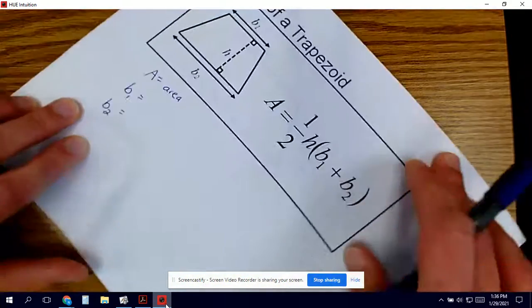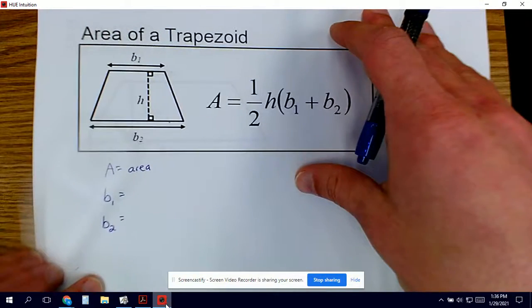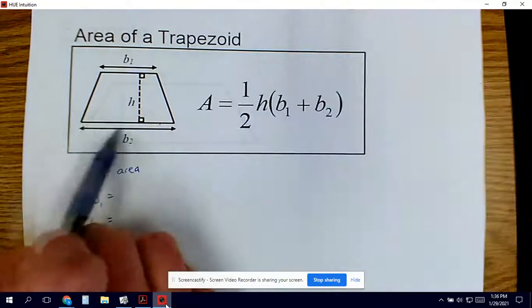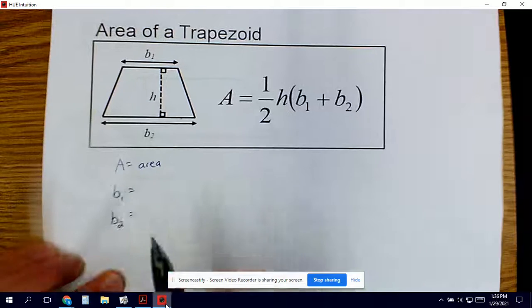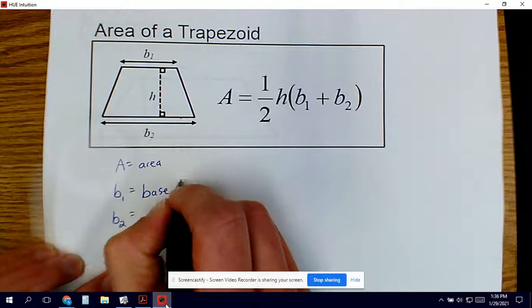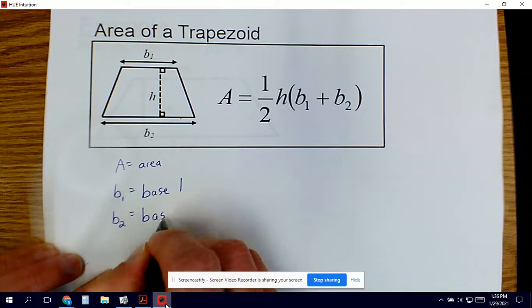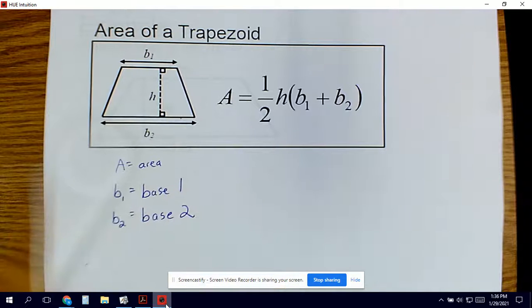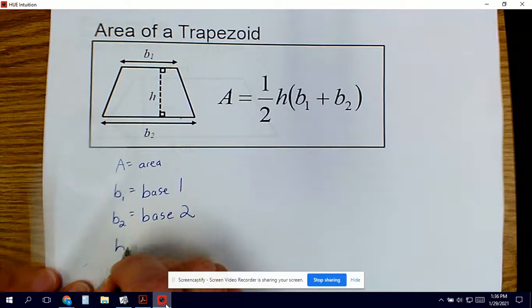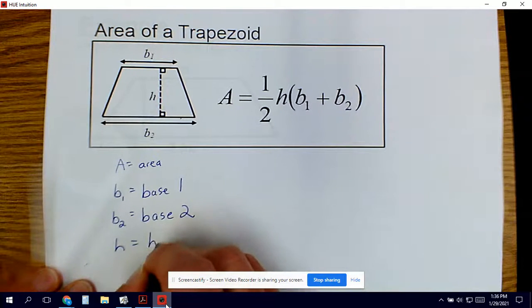So be careful. Don't get in the habit of just picking the top and the bottom. You're looking for the two sides of the trapezoid that are parallel. One of those sides will be base 1. The other parallel side will be base 2. And it actually doesn't matter which side is base 1 and which side is base 2, just as long as you account for both. And then our final variable, h, just like the triangle, is the height.